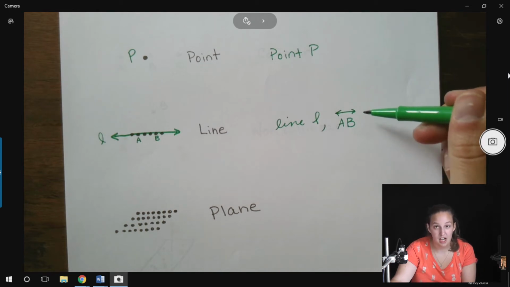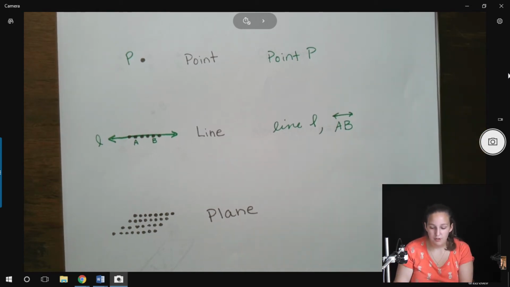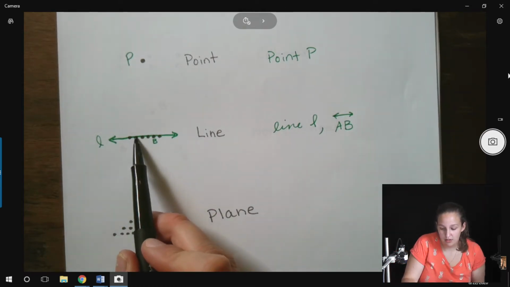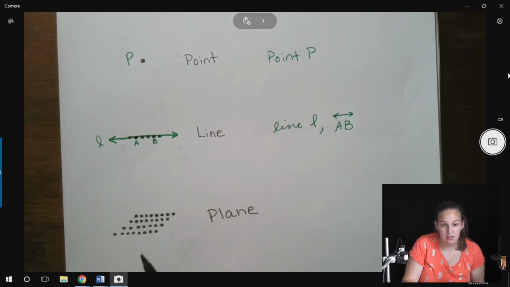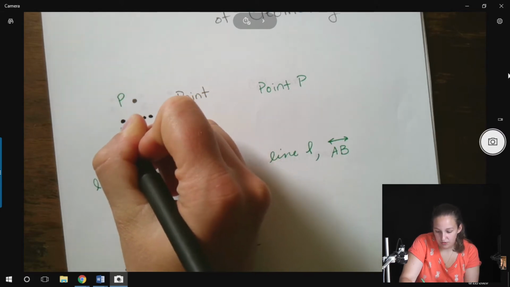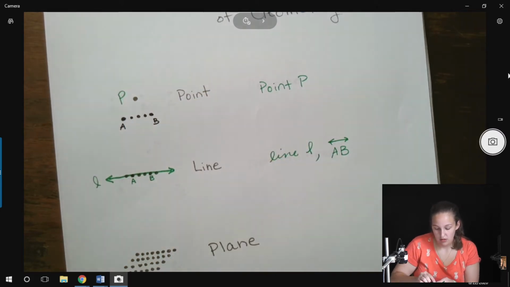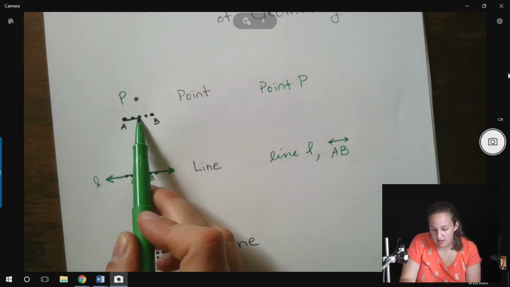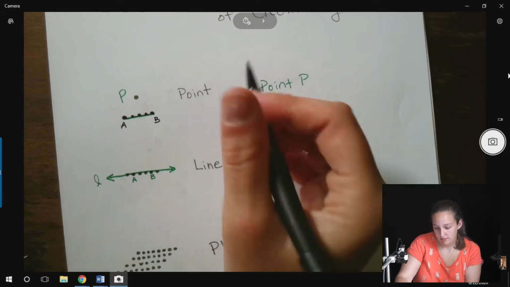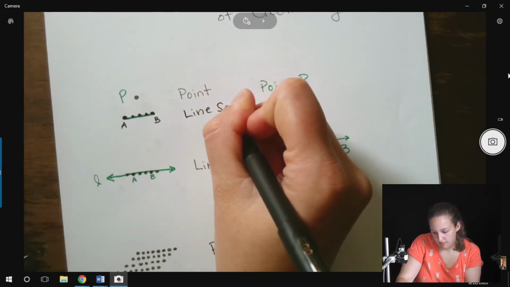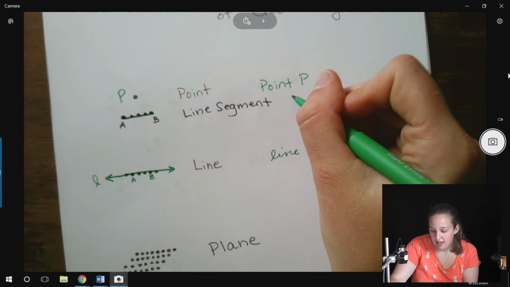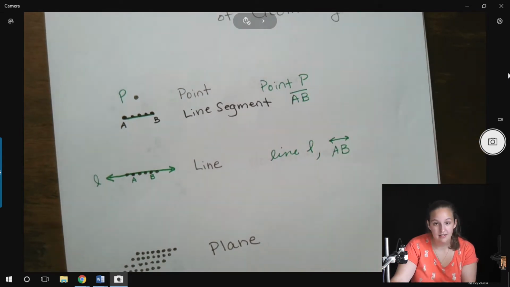Notice what I have written on the top here. If you wanted to reference the segment from here to here, so all the points in between 2 points, you're going to be talking about this right here. That's called a line segment. And you reference a line segment by AB, like that.